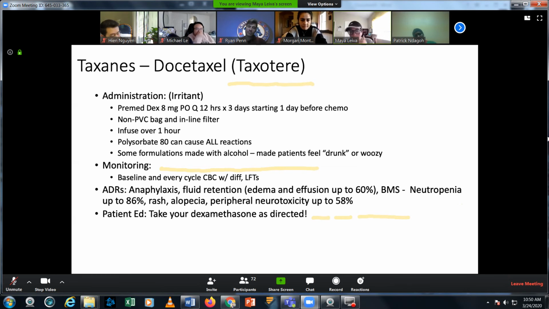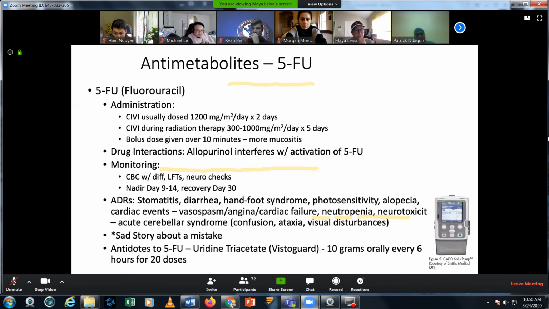And then we, of course, want to monitor the same things as we do for Taxol. And I have this here, take your dexamethasone as directed, because I think for board exam purposes they're still saying this because it's in the package insert, but none of us do this anymore. So much fun. Things change every day.